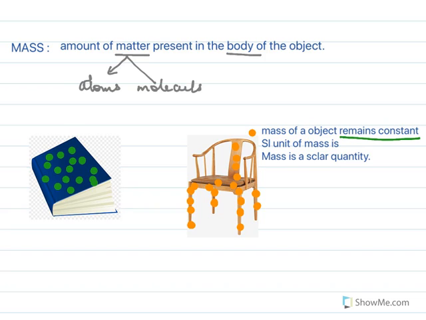Next, the unit of mass. The SI unit of mass is kilogram, and we write it as kg. That is the SI unit. The next point to remember is that mass is a scalar quantity. By scalar quantity, we mean a quantity that has only magnitude and no direction. Mass has only magnitude, no direction.